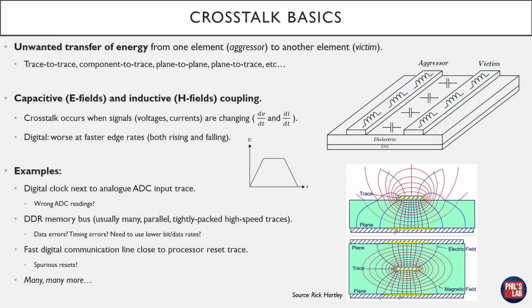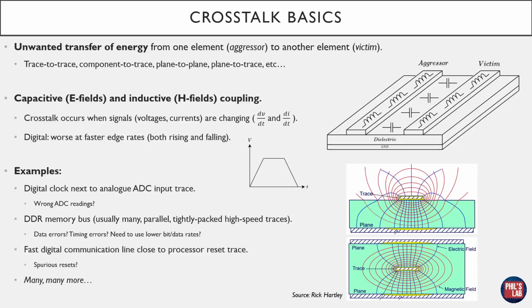Let's start off with the crosstalk basics. Effectively, crosstalk, when it comes to PCB design, is the unwanted transfer of energy from one element. So this could be a trace, this could be an IC, a component such as an inductor and so on, and we typically call this the aggressor. This aggressor transfers unwanted energy to another element, which we'll be calling the victim.